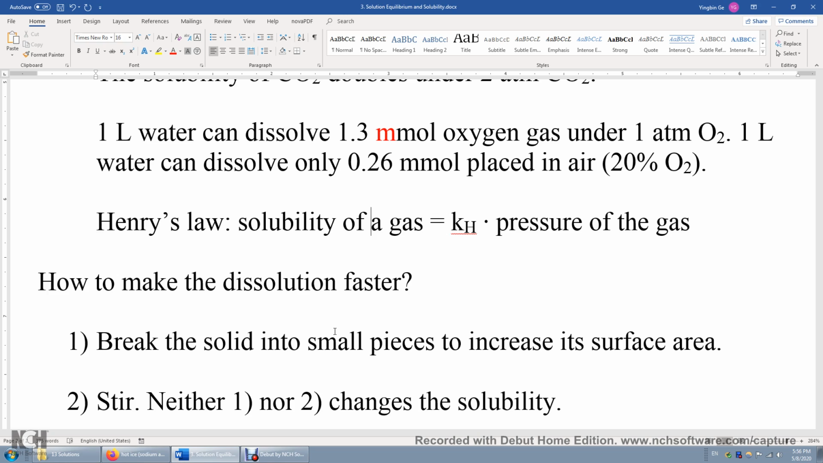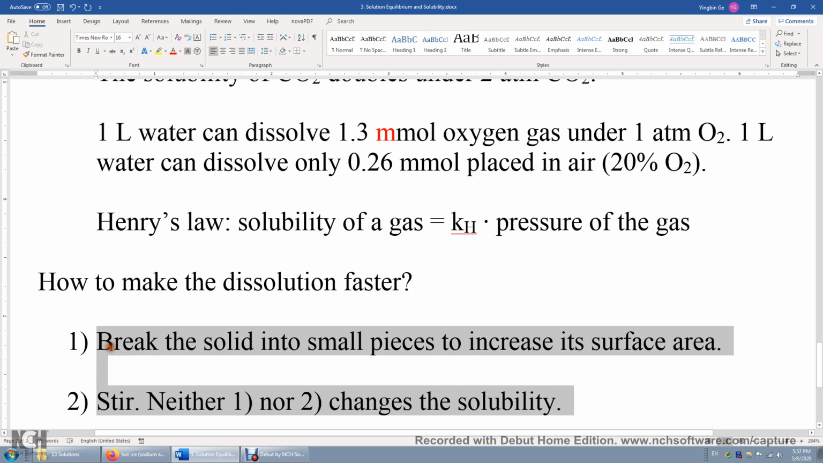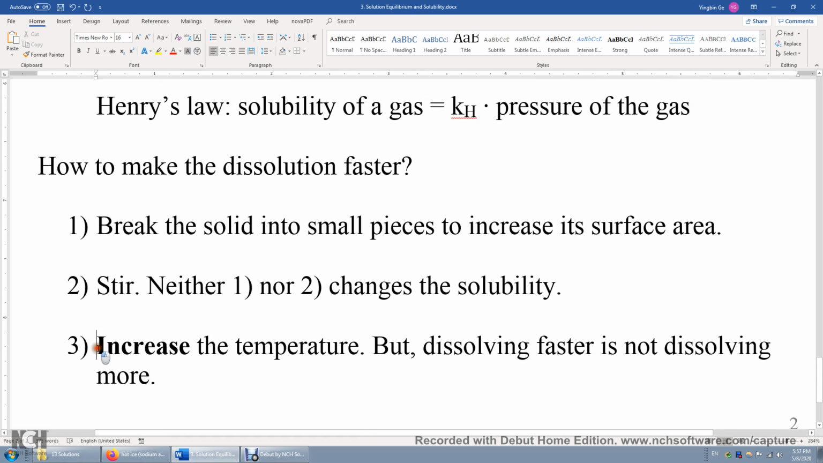Two, stir. Stir is to, again, increase the contact area between the solute and the solvent. But remember, neither one nor two can change the solubility. So you can just make the dissolution faster. All right? So this way, you can dissolve 36 grams of sodium chloride in water to form a saturated saline, but it cannot increase the solubility of sodium chloride. Also, you can increase the temperature to make the dissolution faster. However, remember this, dissolving faster is different from dissolving more.